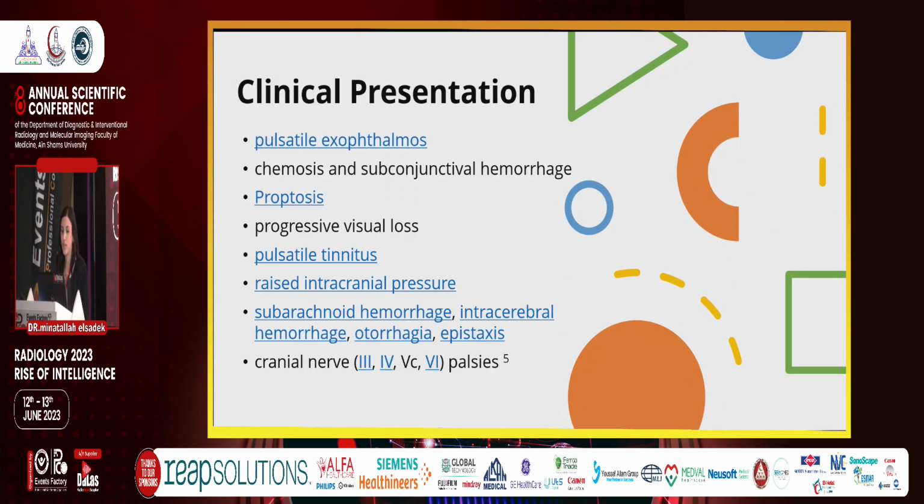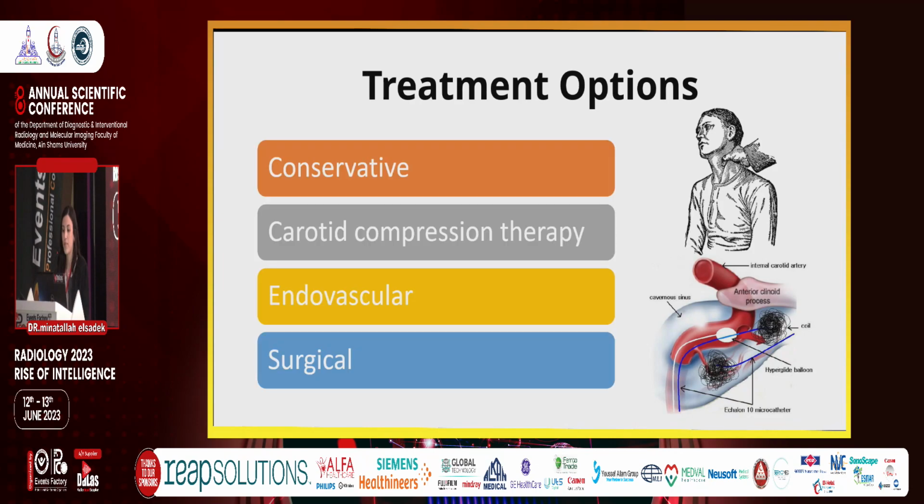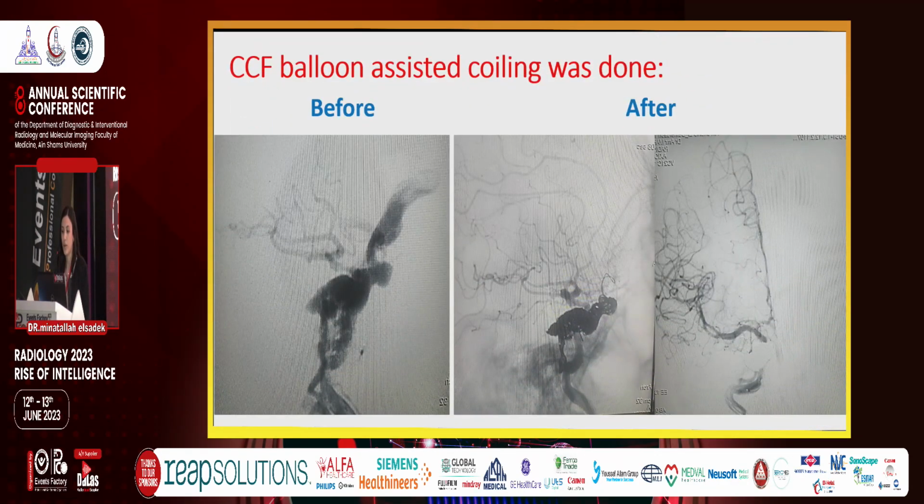It usually presents with pulsatile exophthalmos, chemosis, proptosis, progressive visual loss, pulsatile tinnitus, raised intracranial pressure, subarachnoid hemorrhage, or cranial nerve palsies. We have multiple treatment options, which include conservative, carotid compression therapy, endovascular, or surgical. In our case, endovascular treatment was the treatment of choice.